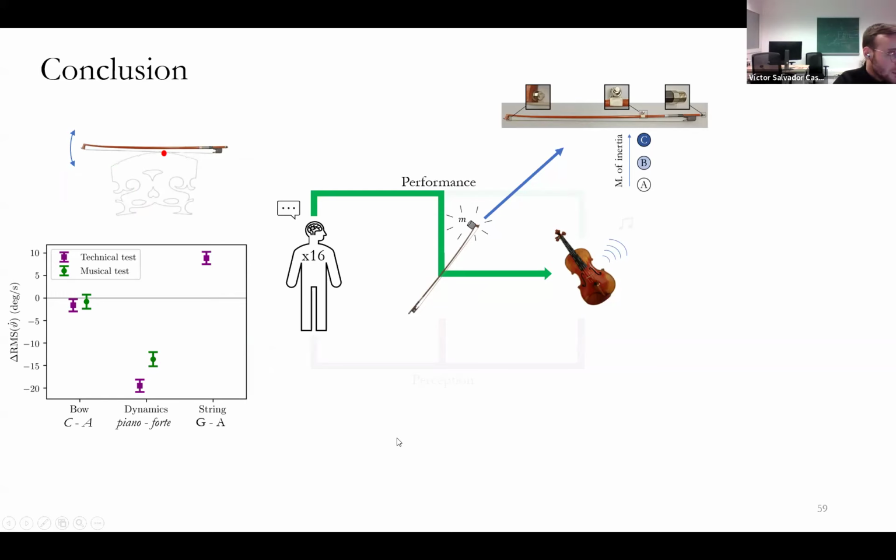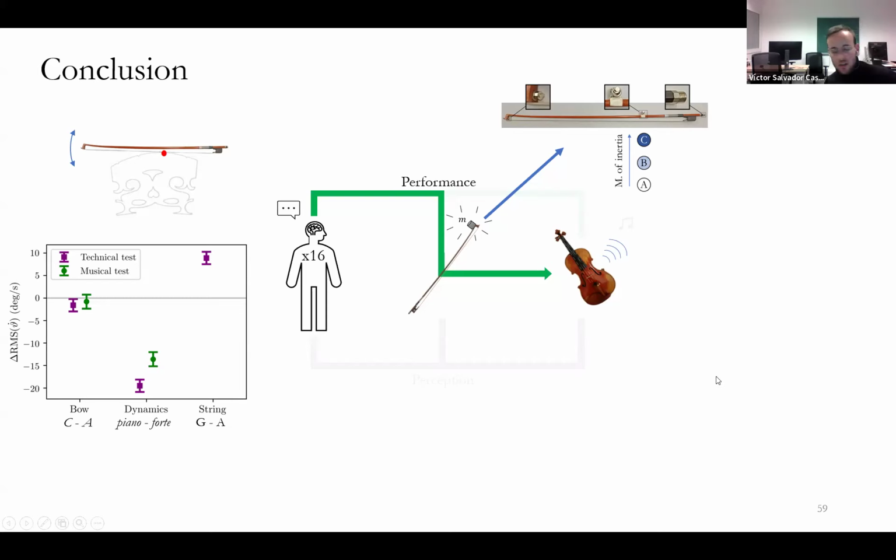And we saw that the moment of inertia actually has an influence on the bowing parameters, by reducing the amplitude of these oscillations, on the skewness and the inclination, and also by moving the bouncing point slightly towards the tip. So is 1 centimeter perceptible enough so that so many people are able to detect it? I don't know.